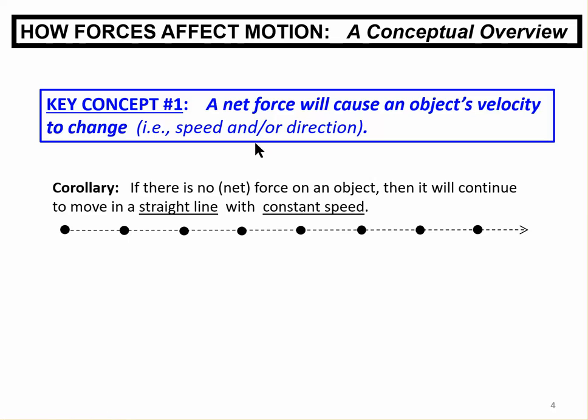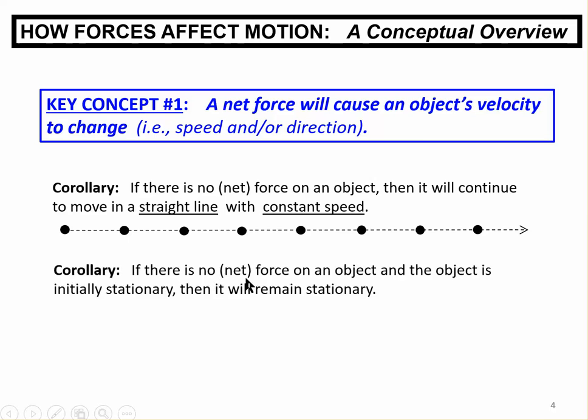As a corollary of this, we can say that if there is no net force on an object, then the object's speed and direction won't change. In other words, if it's moving, it will continue to move in a straight line with constant speed. So here's a depiction of an object traveling along to the right. You're seeing its position at different equally spaced moments in time, and you see that the object's traveling in a straight line and it's traveling at constant speed. So as long as there's no net force on an object, objects naturally travel in straight lines at constant speeds. You don't need a force to keep it going. This is what objects naturally do.